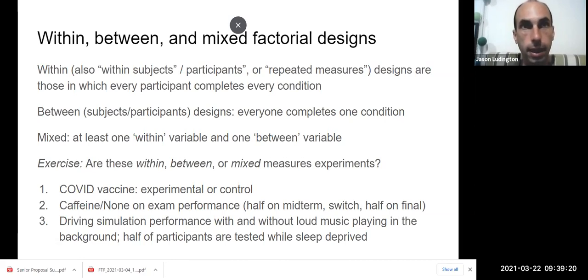And I didn't switch them and test them again. I just tested them one time. Half of them sleep deprived, half of them not. So we could say that the sleep deprived ones were tested twice. They were tested with loud music and without. And the ones that were not sleep deprived were also tested with and without loud music. So everyone was tested twice, half in the sleep deprived group, half in the not sleep deprived group. So it is a within and a between. It is a mixed. Very good.